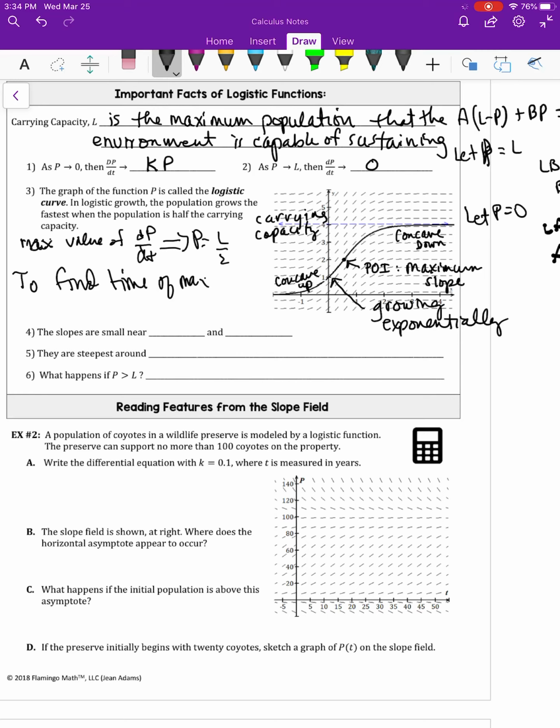So to find the time of the maximum rate of change, we do 1 over K times the natural log of A. That's the relationship to find the t value of that point of inflection. The slopes are small near P equals 0 and P equals L. They're very flat, okay? They are steepest around the point of inflection.